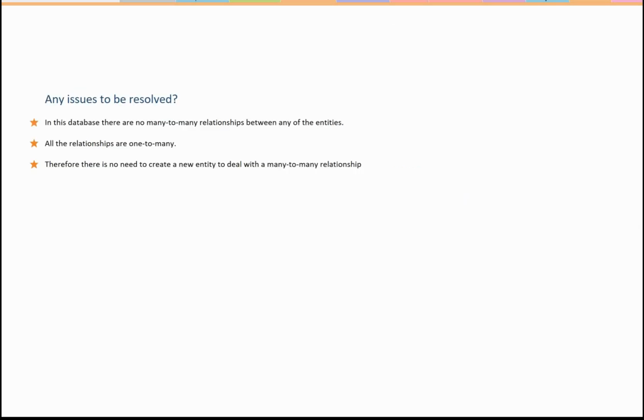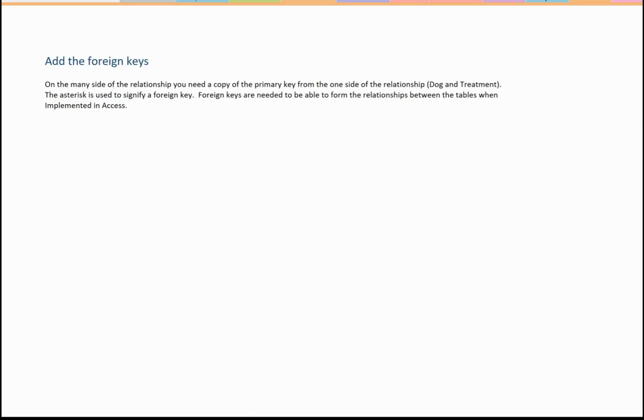We then just have to check our ERD to make sure there aren't any many-to-many relationships. So are there any issues to be resolved? In this database, there are no many-to-many relationships between any of the entities. All the relationships are one-to-many. Therefore, there's no need to create a new entity to deal with any many-to-many relationship. The next stage in our design is to add the foreign keys.